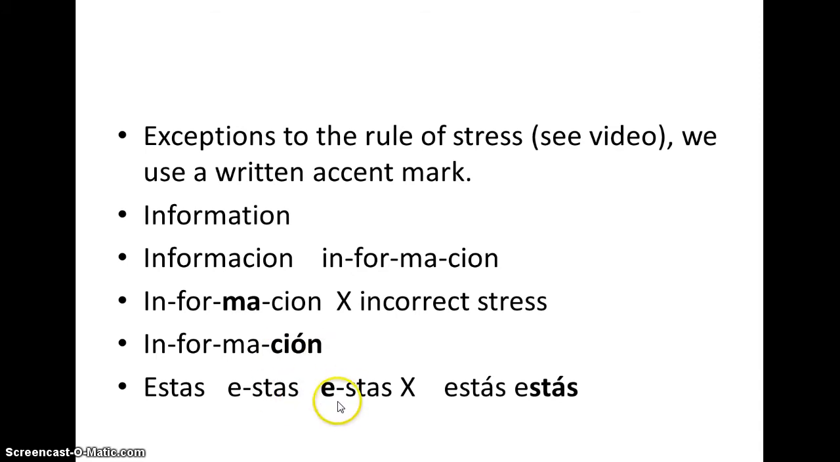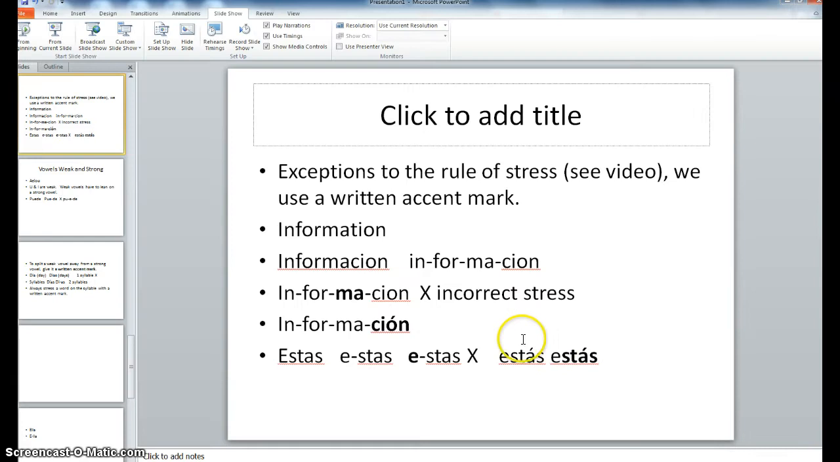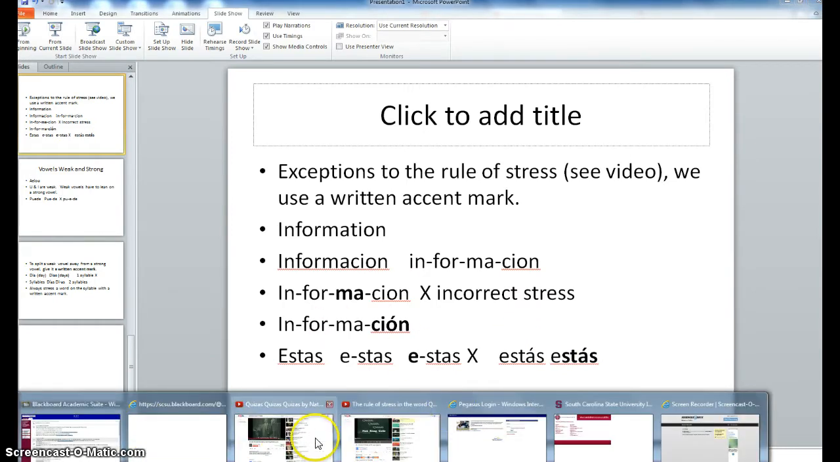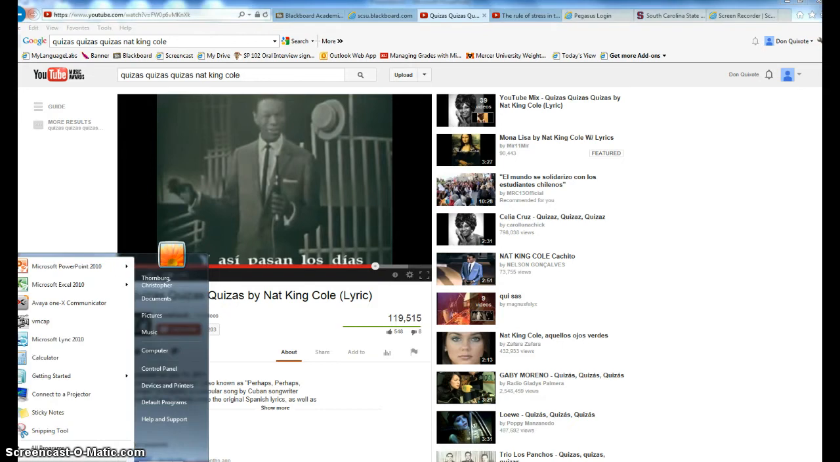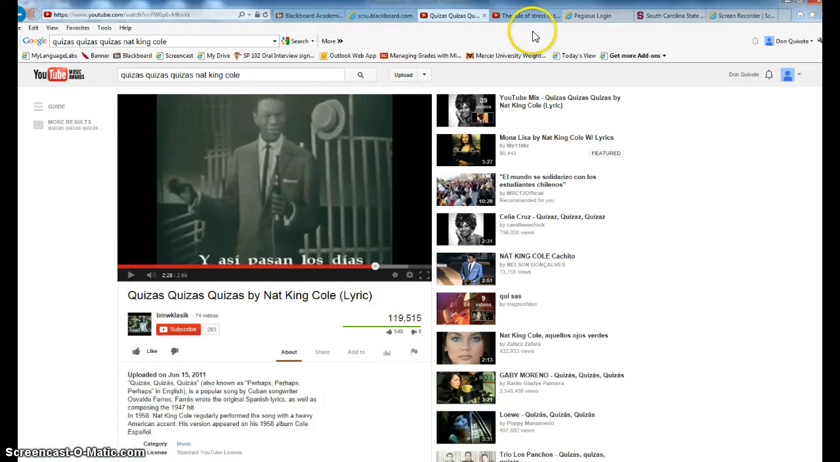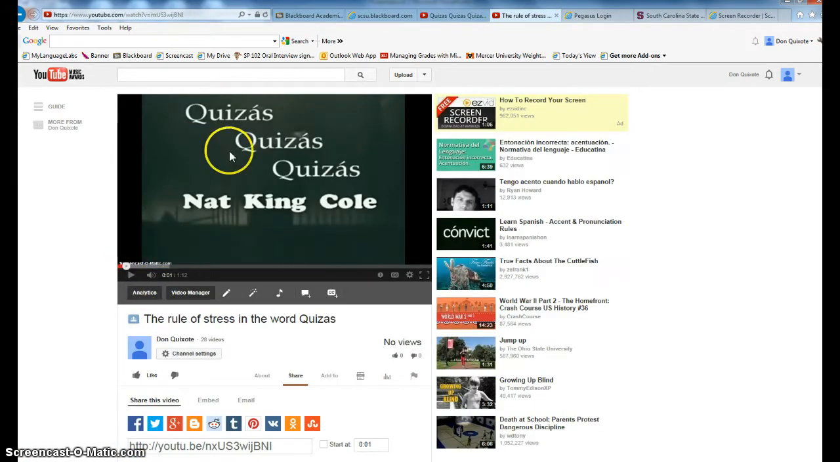We're going to look at this example too with this verb in a second. But I had a little video I was going to show you. Nice song performed by Nat King Cole, in which he says this word here, and you see there's a written accent mark on it.